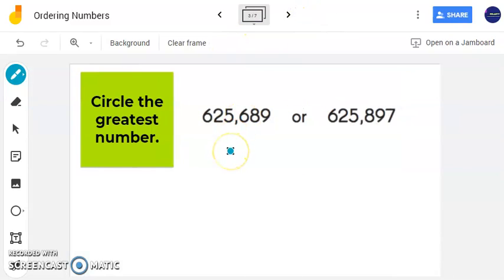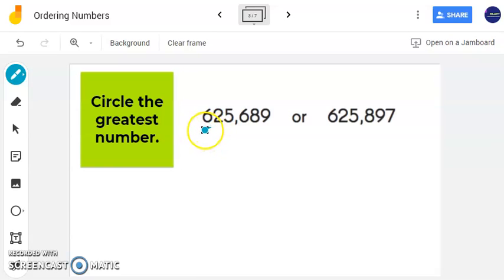In my next problem here, we're going to do the exact same step. Now I notice here I'm going to read the numbers first. I have 625,689. Here I have 625,897. Now I'm going to work from left to right with my largest digit here. We have a value of 600,000, which is my digit in my 100,000s place, is a 6. Therefore, my value is 600,000.